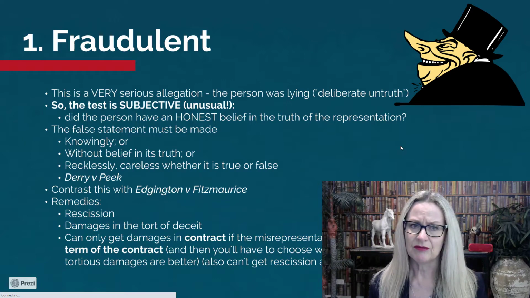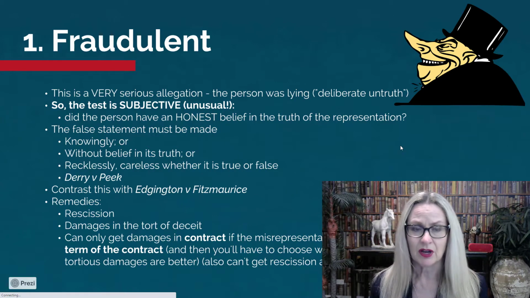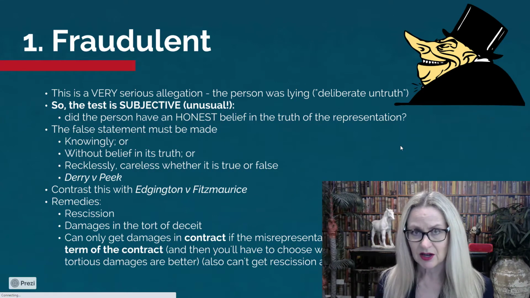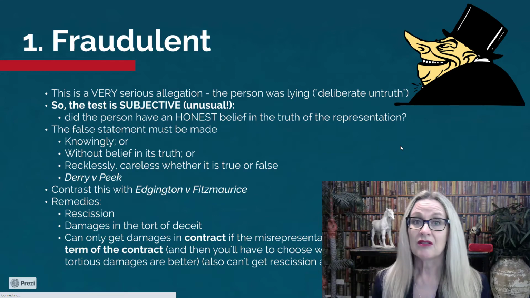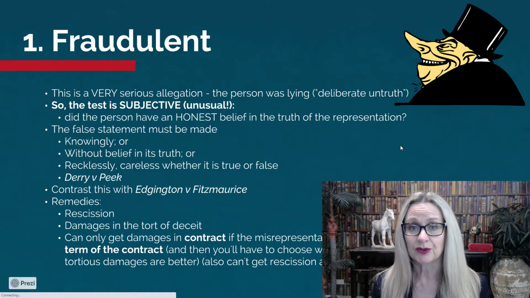And the test here, very unusually for contract law, is subjective. And the subjective test is whether that person had an honest belief in the truth of the representation. If the person did have an honest belief, then there was no deliberate untruth, and therefore there will be no fraudulent misrepresentation. Now, because of the nature of this test, it is fairly easy to get around in terms of the defendant just simply saying that they actually had an honest belief in the truth of what they are saying.